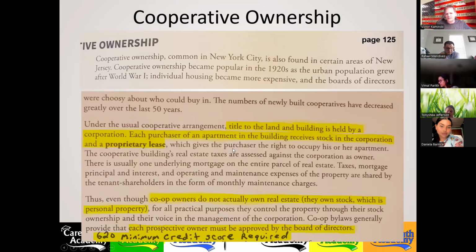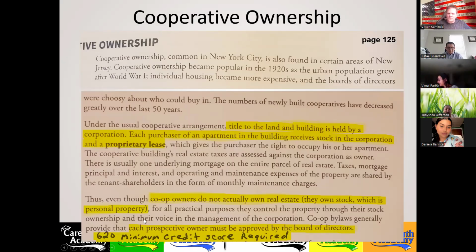So that's what I'm having you highlight here on page 124. Title to the land and the building is held by the corporation, and each purchaser of an apartment in the building receives stock in the corporation and a proprietary lease. Co-op owners do not actually own real estate. They own stock, which is personal property.